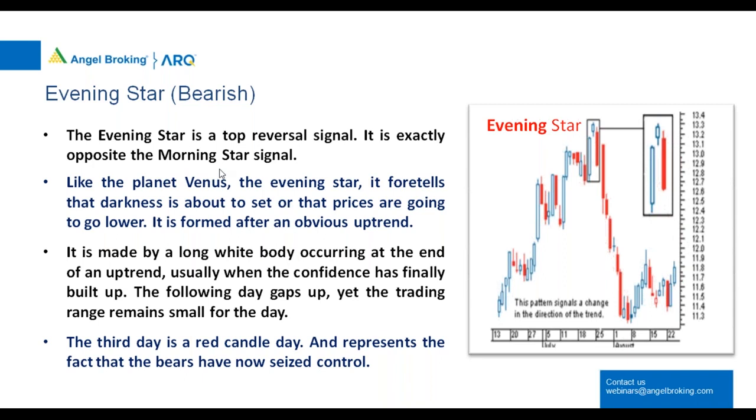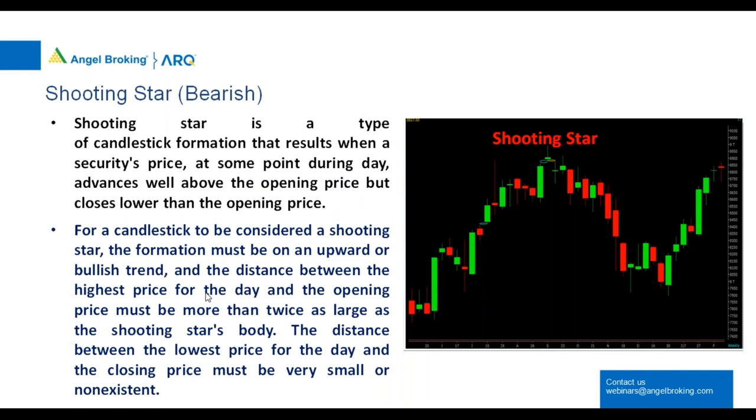Then I look at this pattern which is called the shooting star formation. This is a shooting star formation. It is the reverse of a hammer. A hammer is formed after a major correction, while a shooting star is formed after a major rally. A shooting star is a type of candlestick formation that results when a security's price at some point during the day advances well above the opening price but closes lower, or slightly at the opening price. This is a green shooting star. Had it been a red one, it would have been even better.